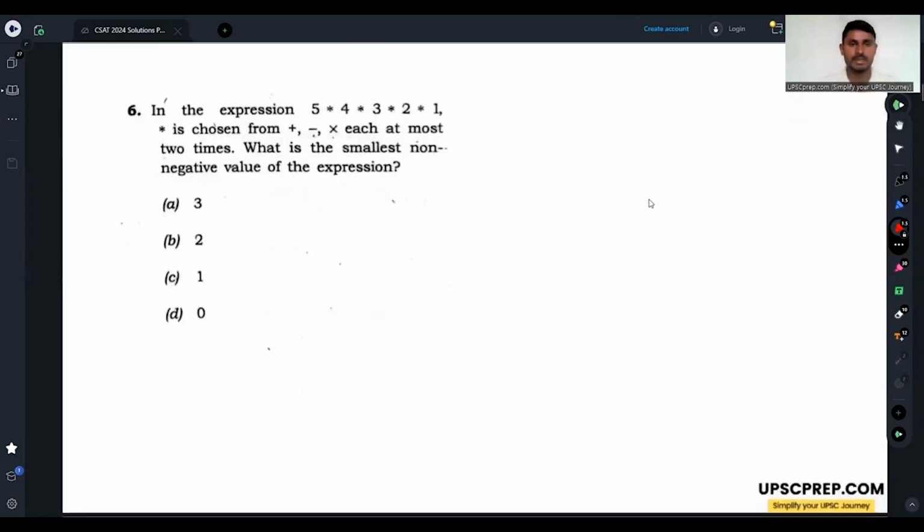See the next question. Next question is, in the expression 5 into 4 into 3 into 2 into 1, this is not into, basically this is an asterisk symbol, chosen from addition sign, subtraction sign, multiplication sign, each at most two times. It is very important. You have to use any symbol out of these a maximum of two times. What is the smallest non-negative value of the expression? Okay, that we have to find out. We don't have to bring this number to a negative number, right?